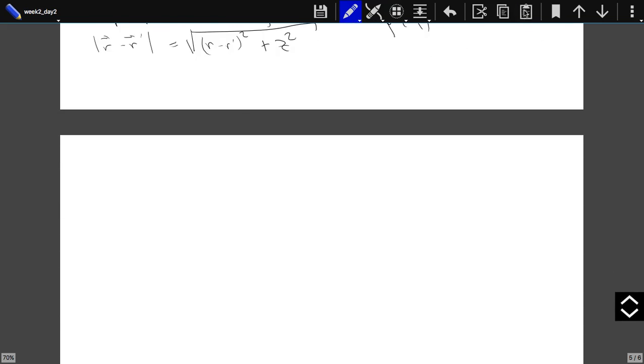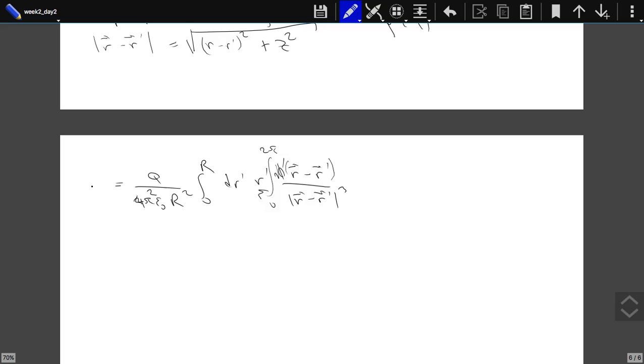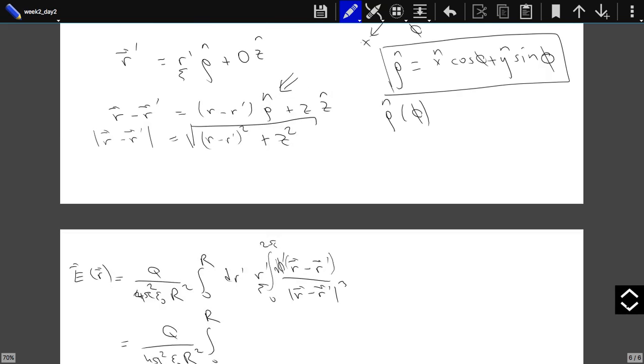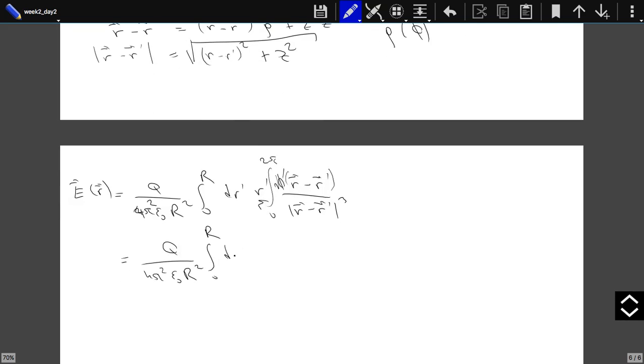This is the electric field at the point R. Q over 4 pi squared epsilon 0 r squared, integral from 0 to r of d r prime, integral from 0 to 2 pi d phi prime, 1 over r minus r prime squared plus... I made one more mistake.